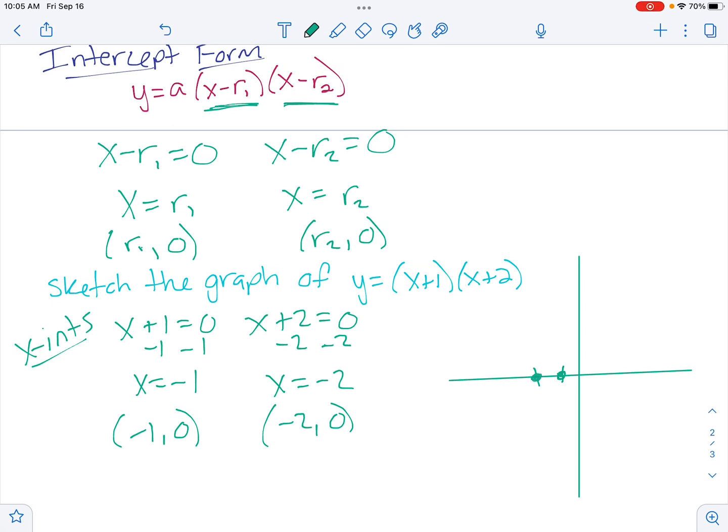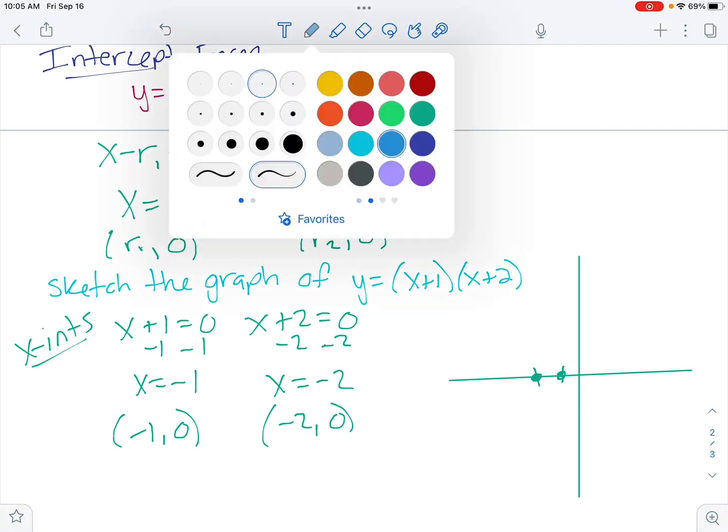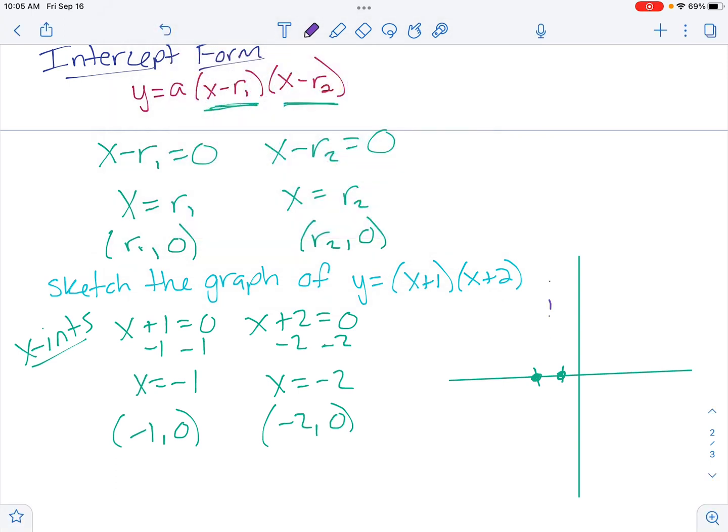-1, -2. Now, our parabola should be symmetric, right? So my axis of symmetry should go right between my x-intercepts. Well, this one, yeah, you could count. If you can't count, you can always average them. So this is finding the vertex: -1 plus -2 divided by 2. -1 plus -2 is -3, divided by 2 is -1.5, which is right here where our dotted line is.